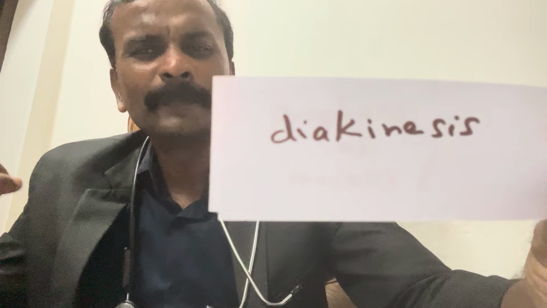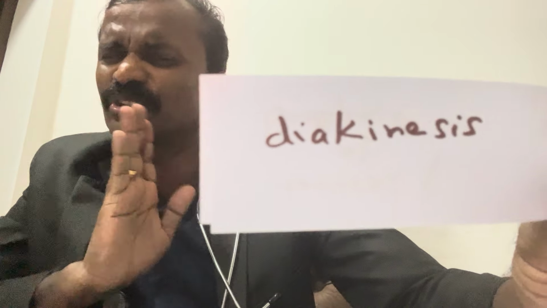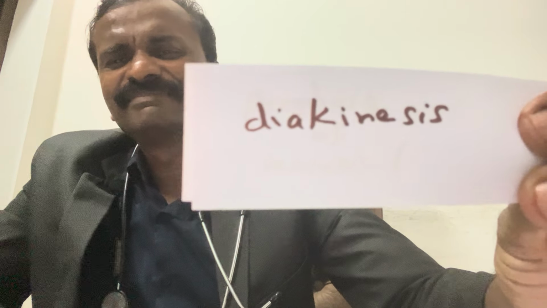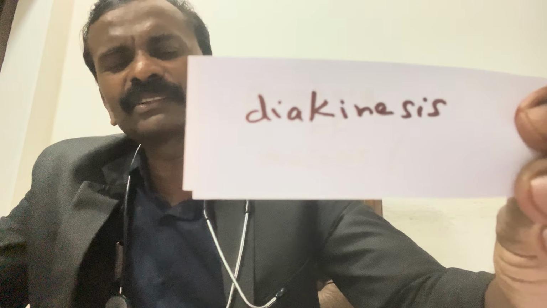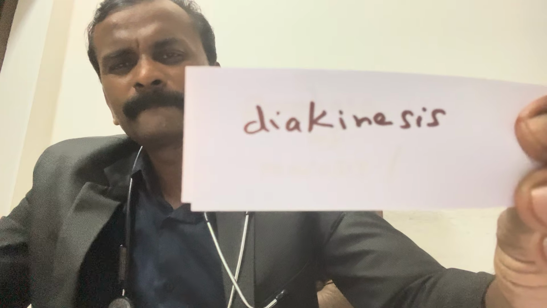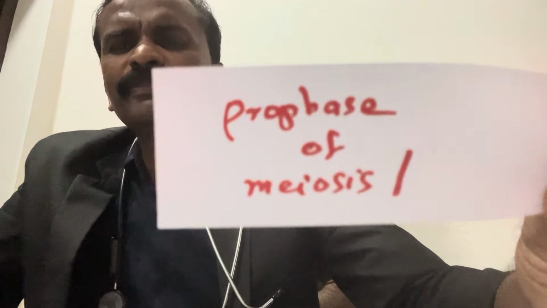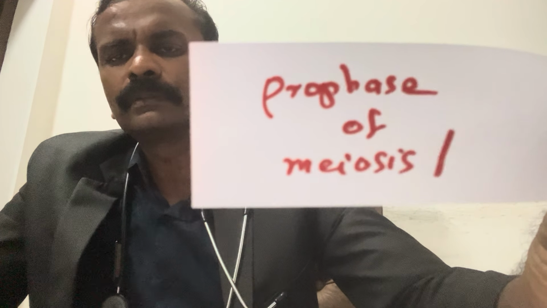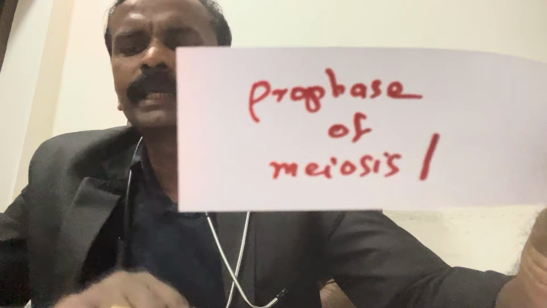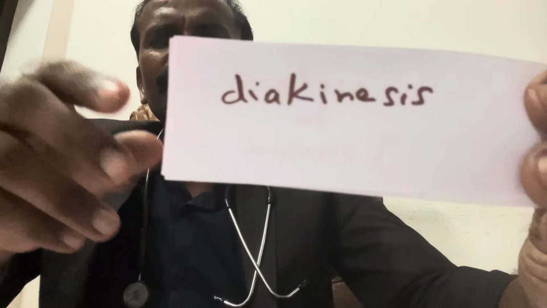Cytokinesis occurs in mitosis. This is how you should learn MCQs. Cytokinesis occurs in mitosis. Okay, good. Diakinesis occurs in prophase of meiosis 1.